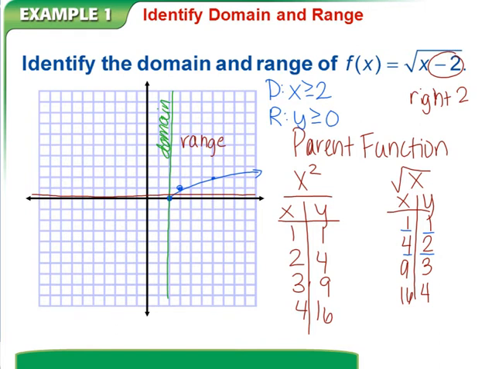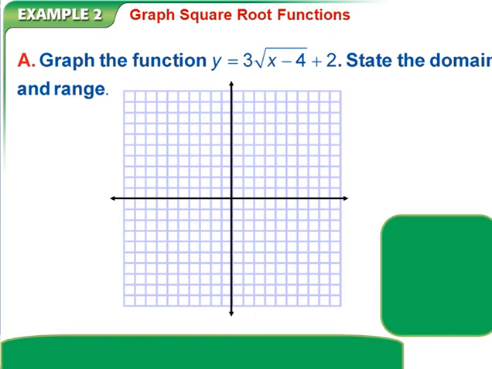Okay, let's try another function. Okay, this has some more information in it. So sketch your x and y axis and write down this equation. So negative 4 moves to the right 4. Remember, it's opposite of what we think it should be. This moves it up 2. And that number, the 3, affects the slope.